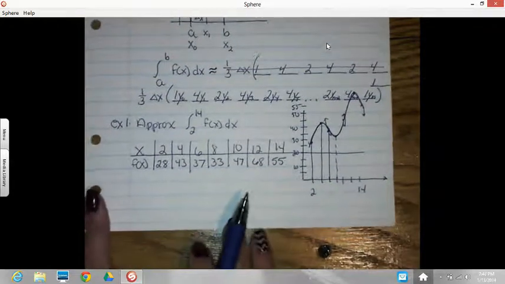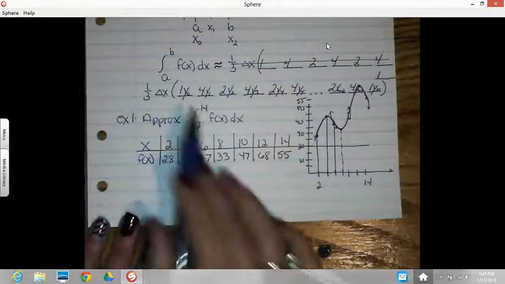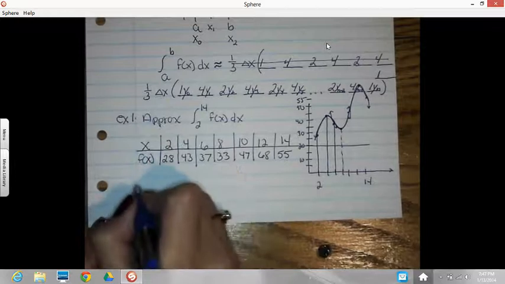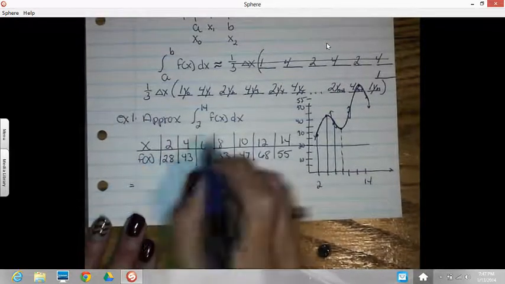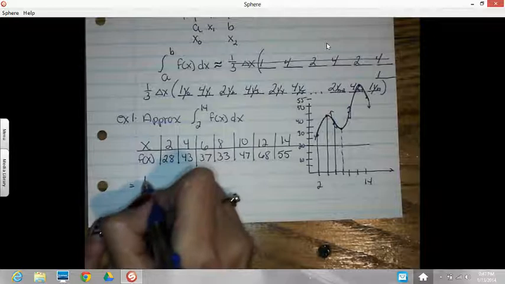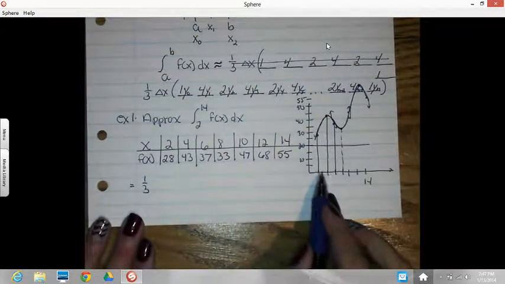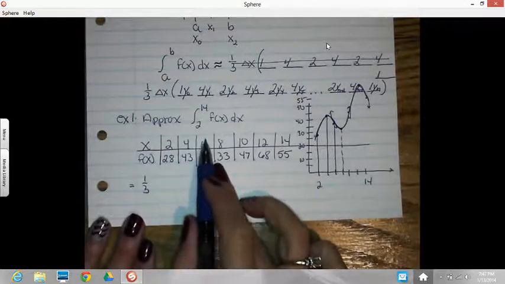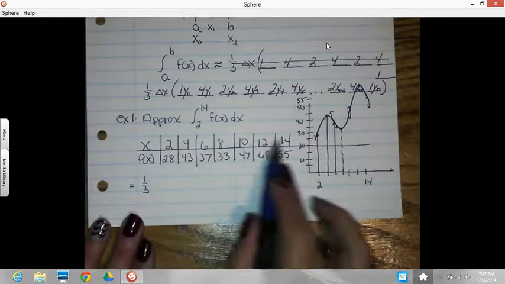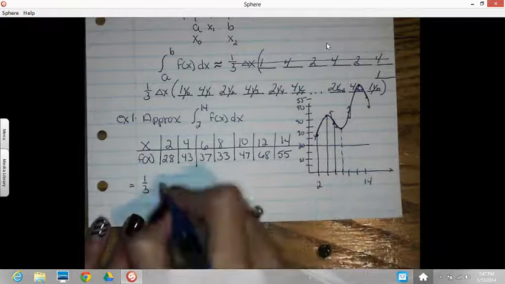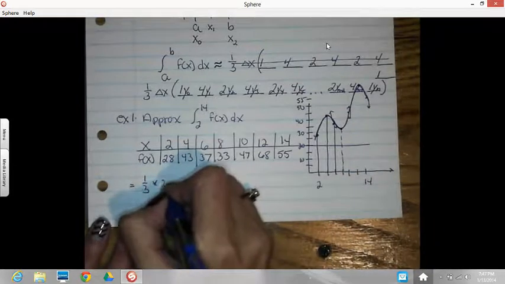Okay, Simpson's rule. All I've got to do is follow the formula. It's 1/3 always times delta x. That's the width of my subintervals. All of these, if you look, were 2 apart, all evenly spaced. If they were not evenly spaced, I would not be able to use Simpson's rule. So times the width of 2.